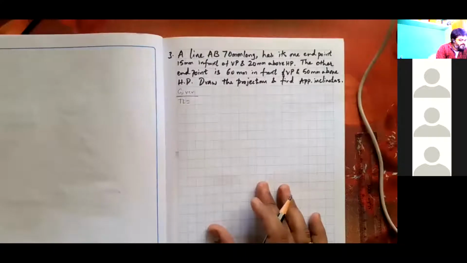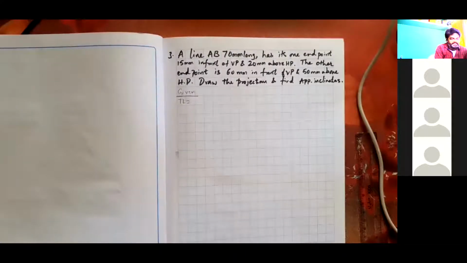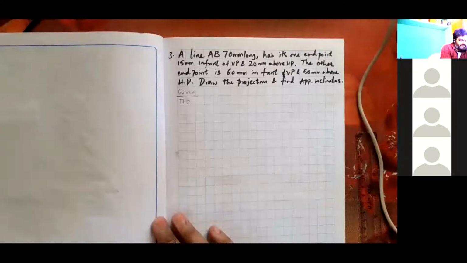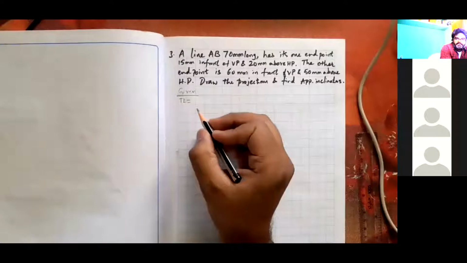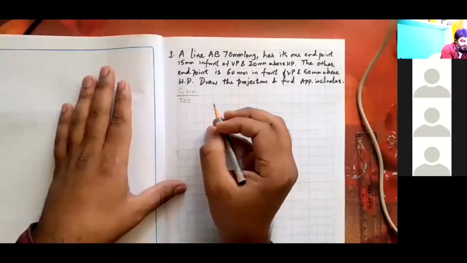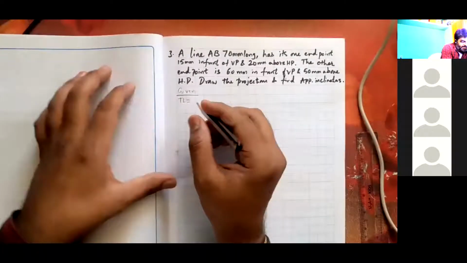Let us see first what are the things that are given in the problem. Is true length given in the problem or not? Yes, sir. 20 mm.